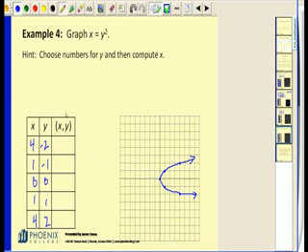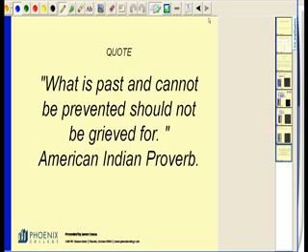Remember, each point represents one solution for the equation, and for all of these equations that we've done, there's an infinite number of solutions. We just pick enough so we can make a nice graph of the equation. I'll leave you with a thought, and I hope that helped you understand how to graph equations by plotting points.